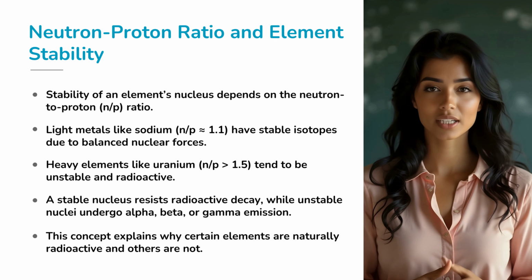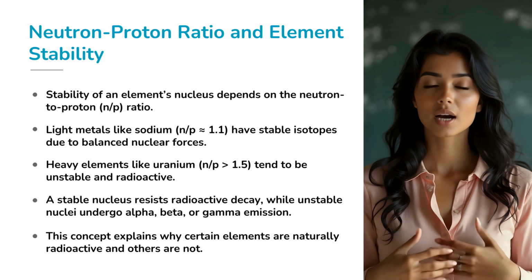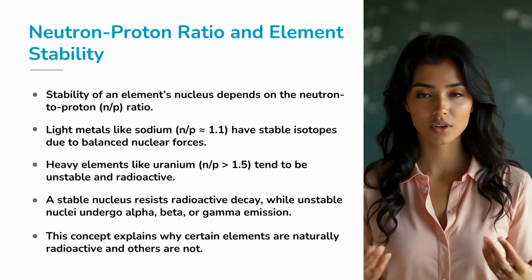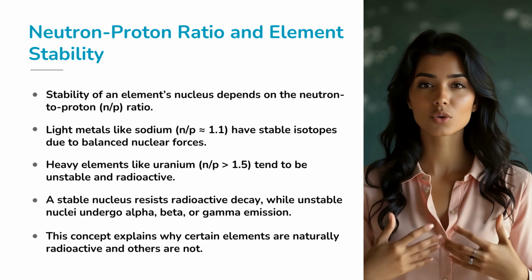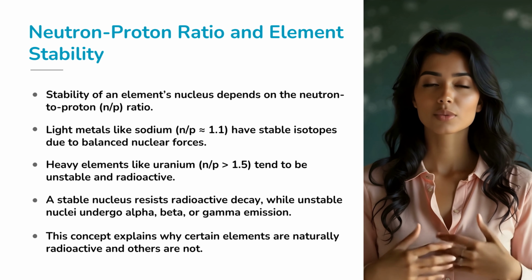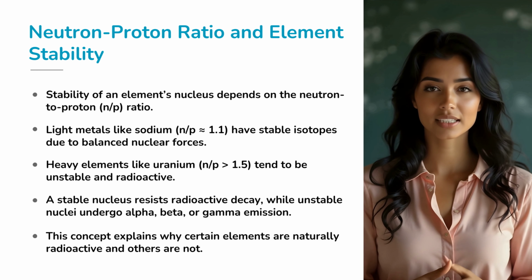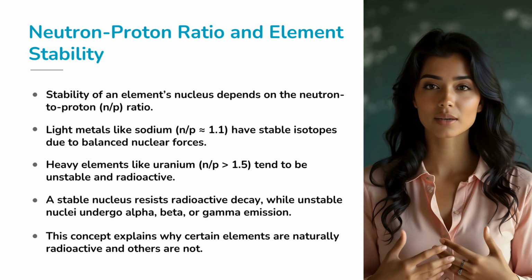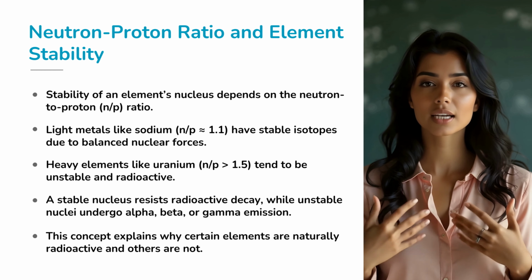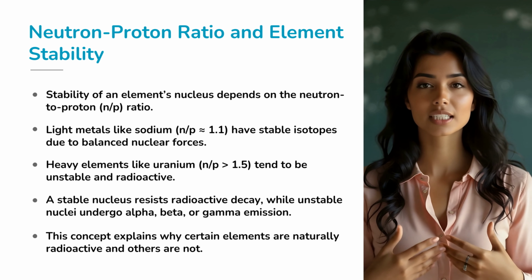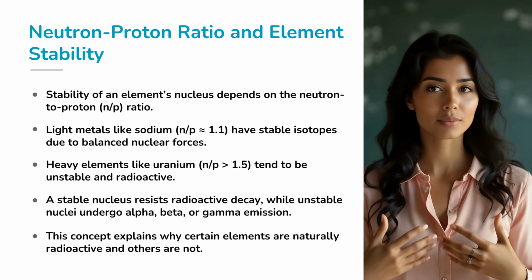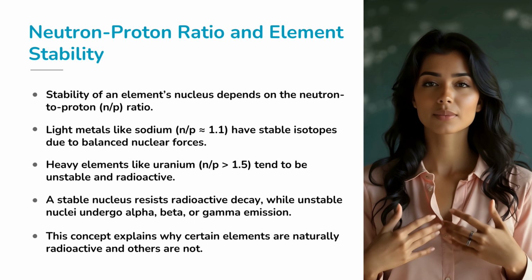Have you ever wondered why some elements are stable while others are radioactive? The answer lies in the neutron to proton ratio, also called the N to P ratio. For example, light metals like sodium and potassium have stable isotopes because their N to P ratio is balanced at around 1.1. However, heavy elements like uranium have an N to P ratio higher than 1.5, making them unstable and radioactive. This ratio is crucial in determining whether an atom is stable or prone to decay.